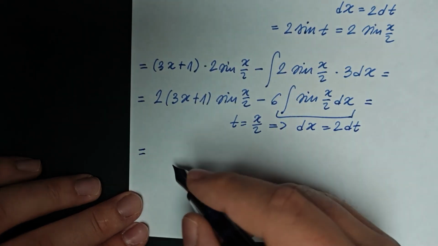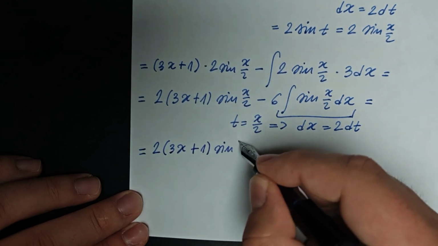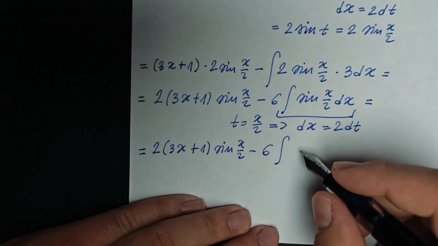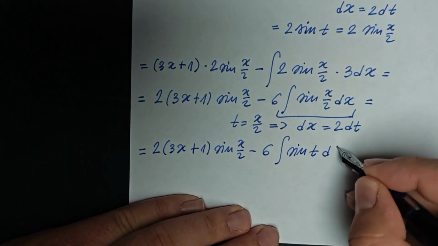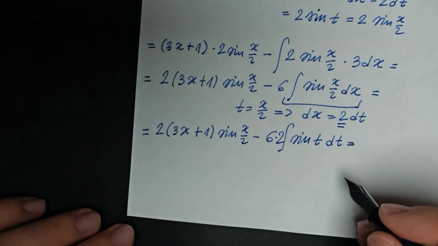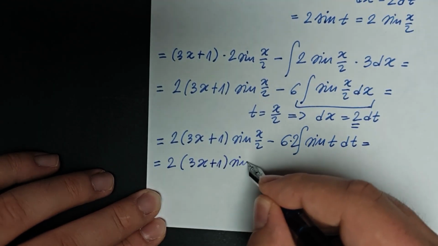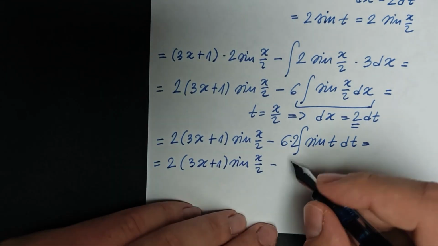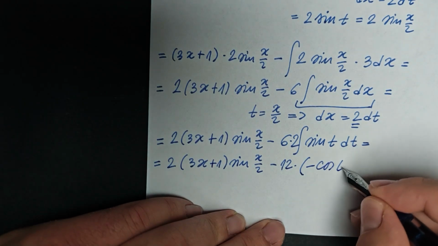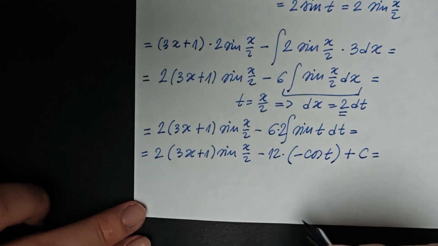So this is then equal to (3x + 1) sin(x/2) minus 6 times the integral of sin t dt, and we have to multiply that by 2 as we have these two here. So this is 2(3x + 1) sin(x/2) minus 12 multiplied by this integral, which is negative cosine of t, plus c, as we have no more integrations to do.